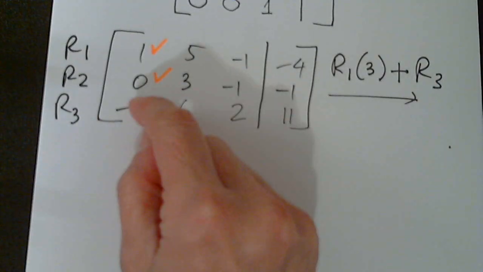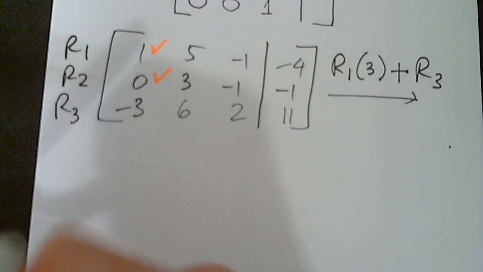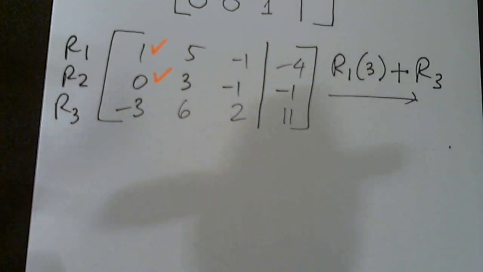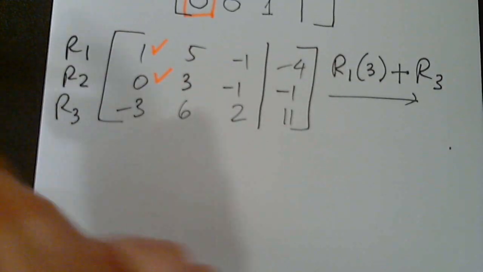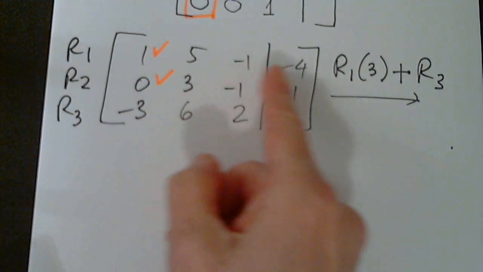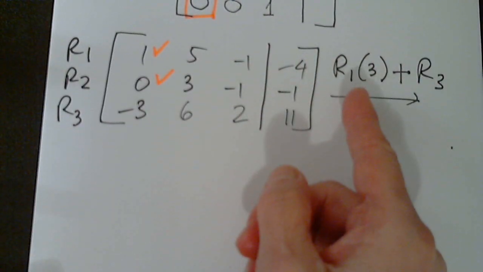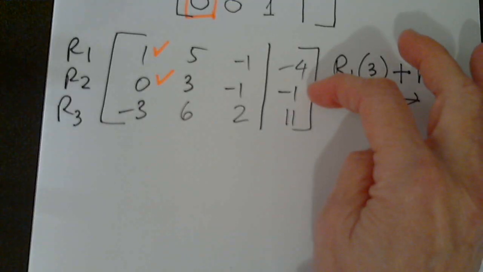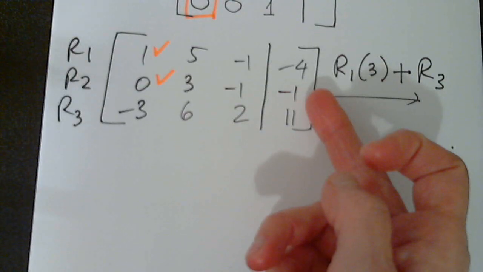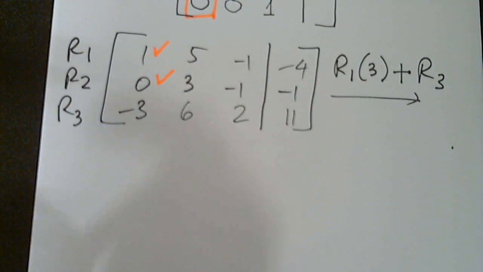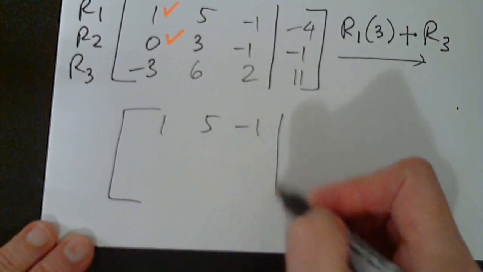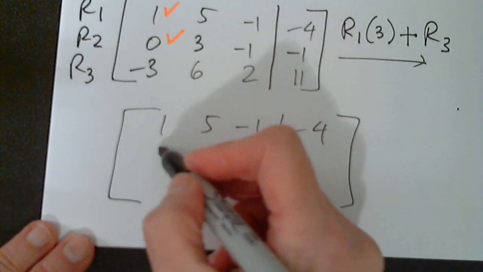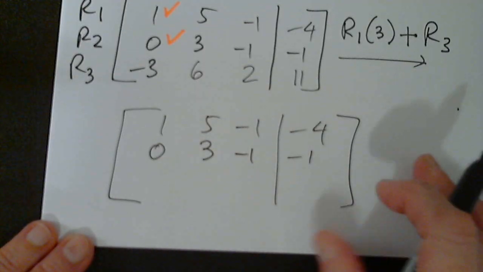Why am I doing this? Because I am in this step. So this is done. This is done. I'm here now. So I always copy the row that I multiply. In this case, I will also copy the second row because I'm not going to do anything to it because I already have what I need. So 1, 5, -1, -4, 0, 3, -1, -1.